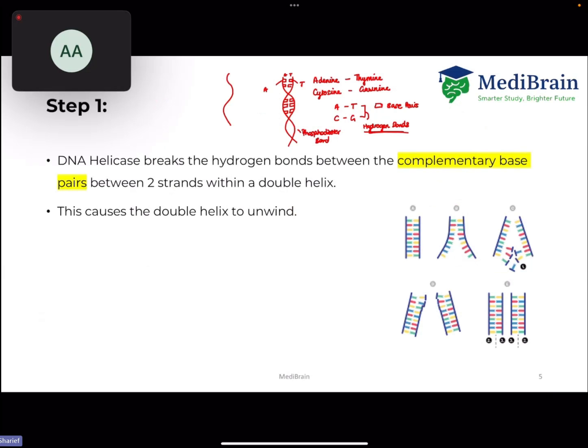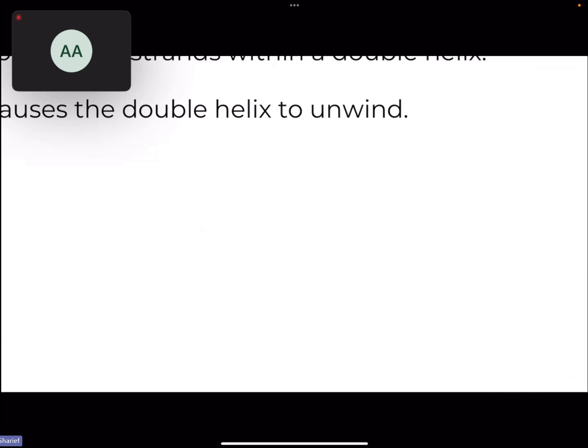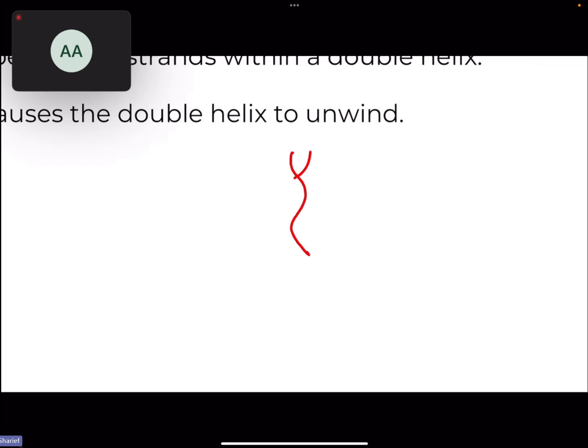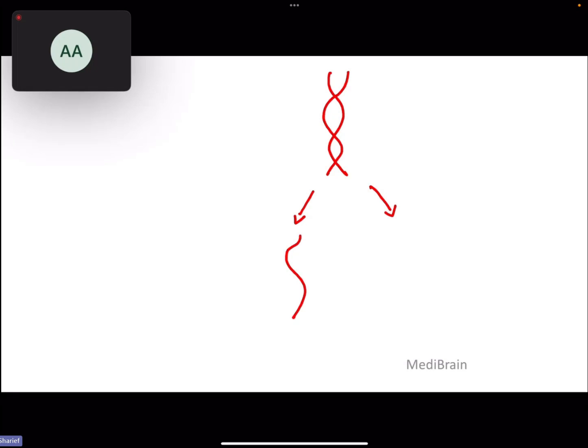Okay, so DNA helicase, that's the first enzyme. DNA helicase breaks the hydrogen bonds between the complementary base pairs between two strands within a double helix. This causes the double helix to unwind. So imagine we have this original shape of DNA. In order for the DNA to replicate, this structure has to break into two single strands.